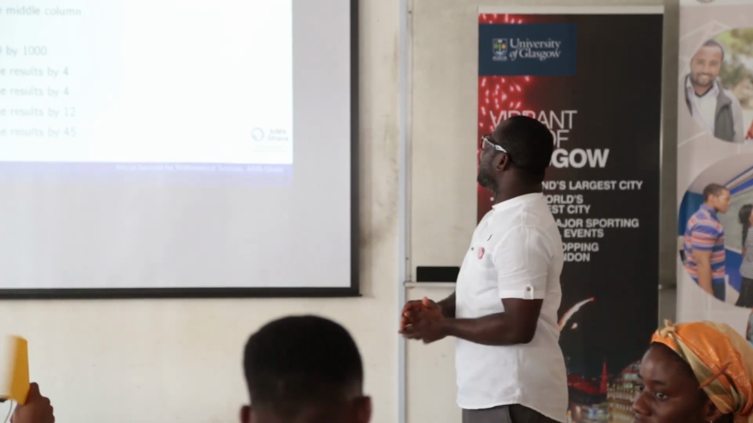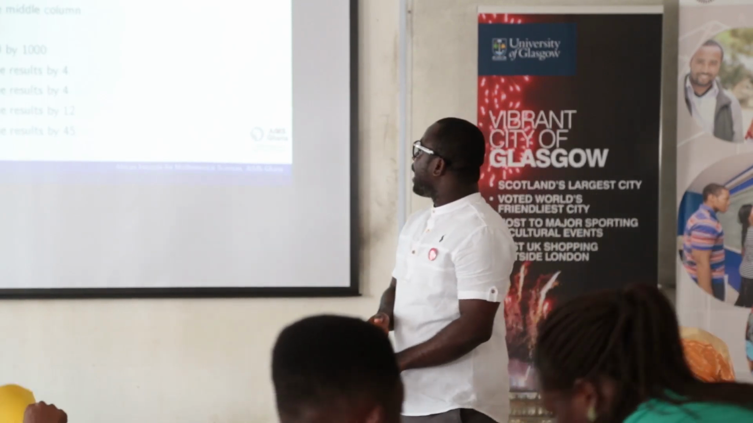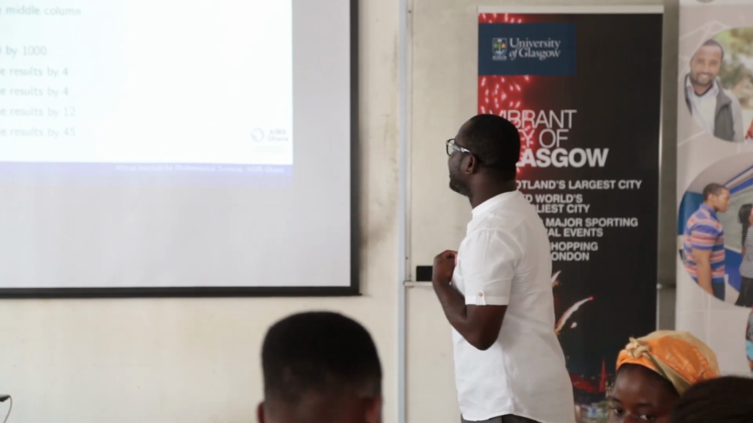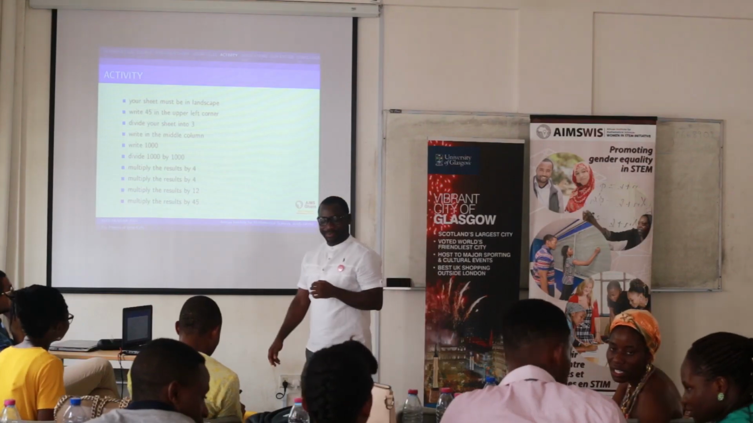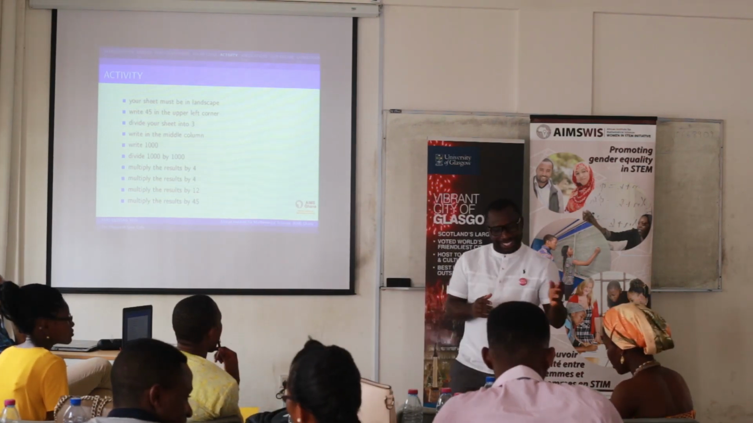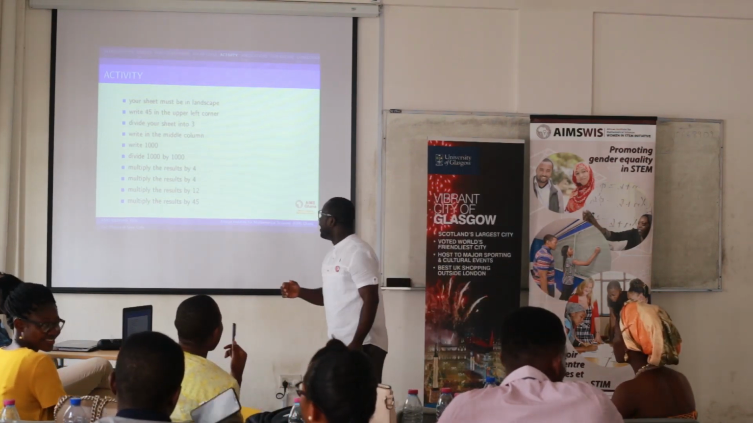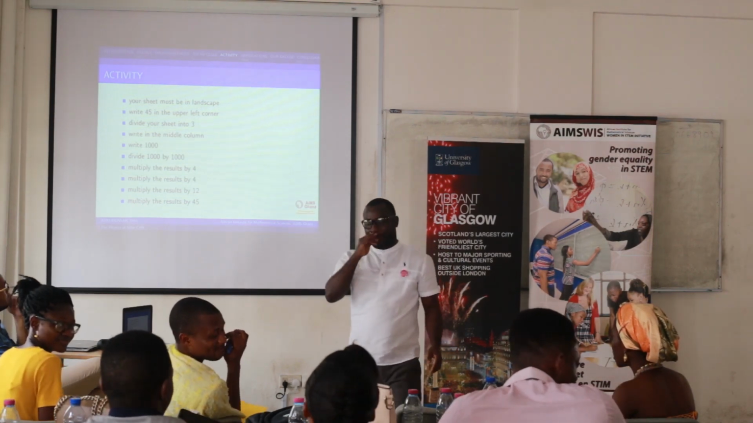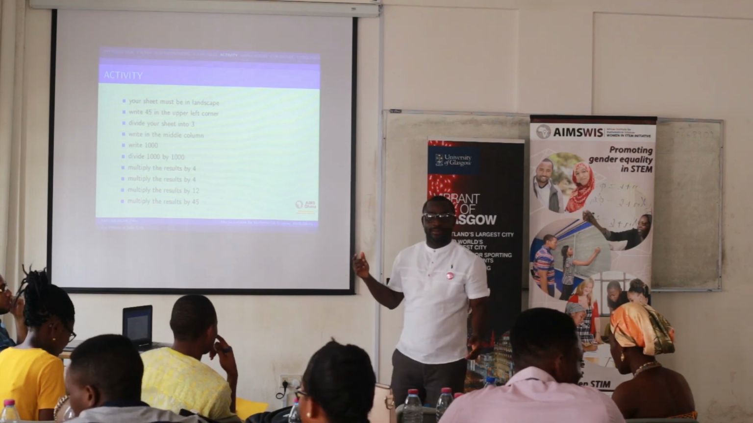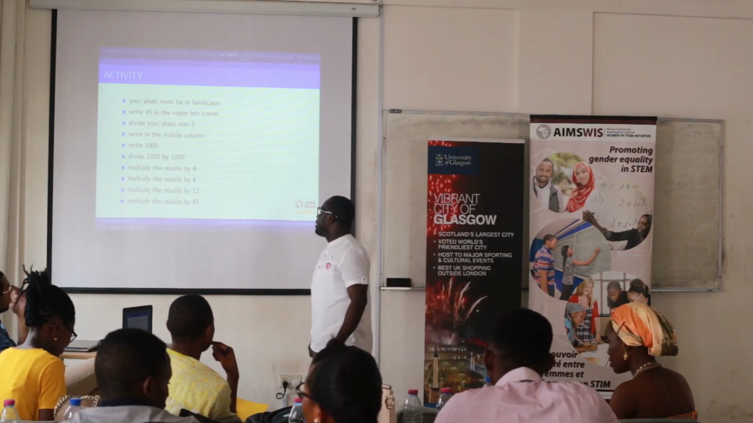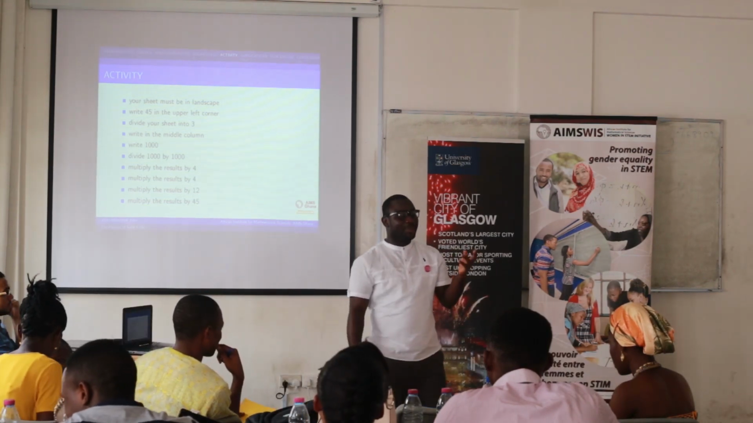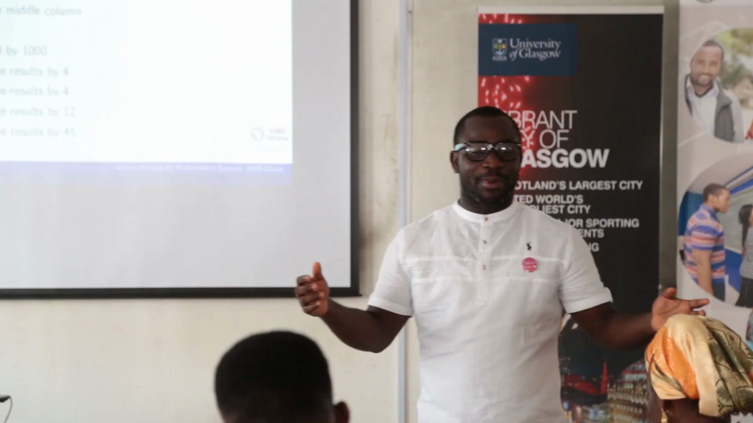Alright, so you just write 45 at the upper left corner of your sheet, and then you divide your sheet into 3. So you write 1,000 in the middle. You divide 1,000 by 1,000, you are going to get 1, right? And then you multiply the 1 by 4, you get 4. 4 by 4, you get 16. 16 by 12.